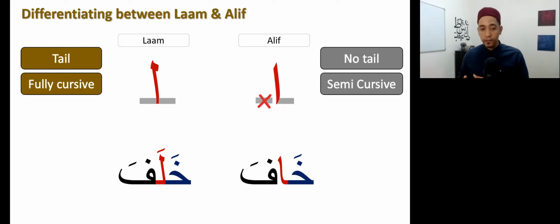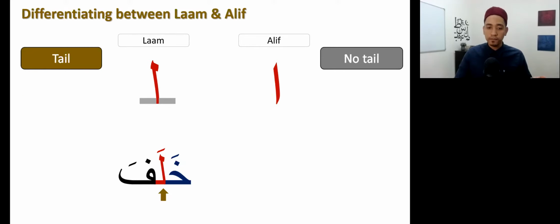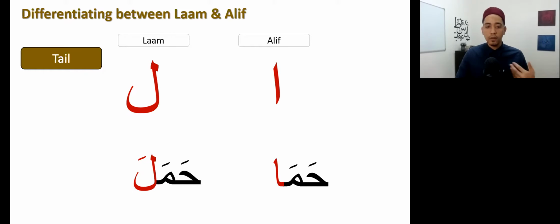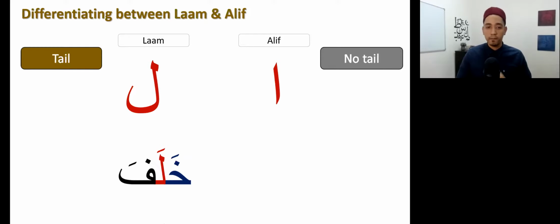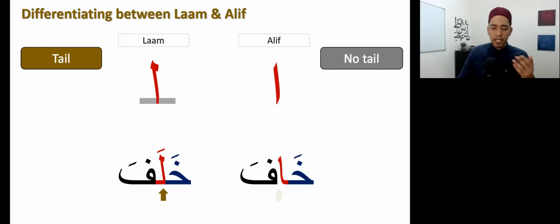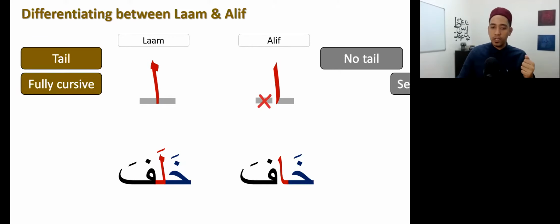Because if the alif or the lam is in the middle of the word, like this over here, if it's semi-cursive, it's alif, it's not joined to the next letter. If it's joined to the next letter, this is a lam. If it's at the end of the word, like we looked at before, we can see the lam has a tail, the alif has no tail. And we will see that now when we read the words and the examples.